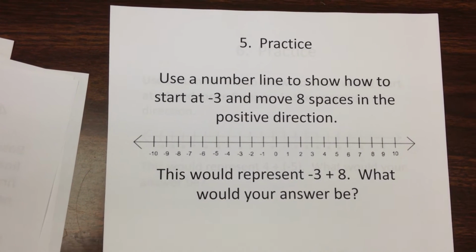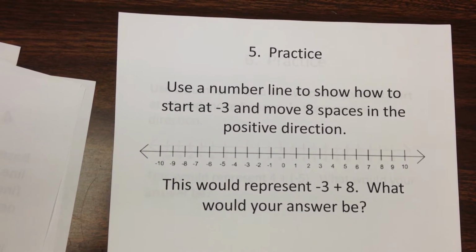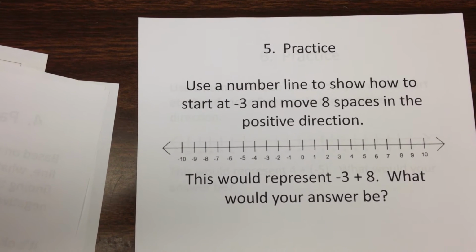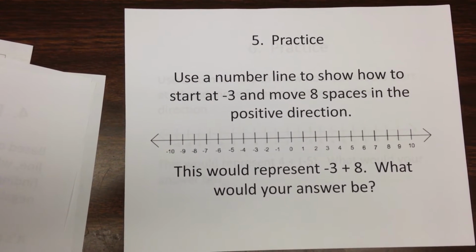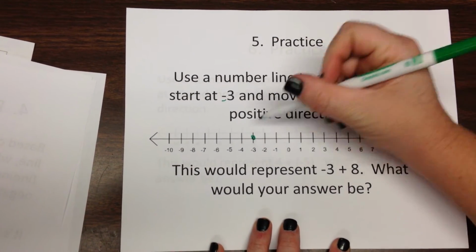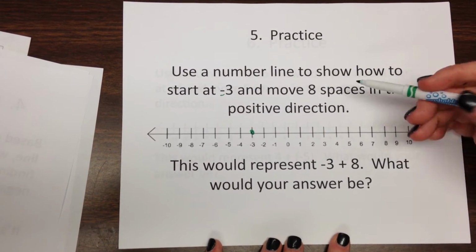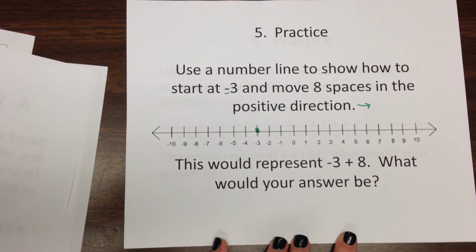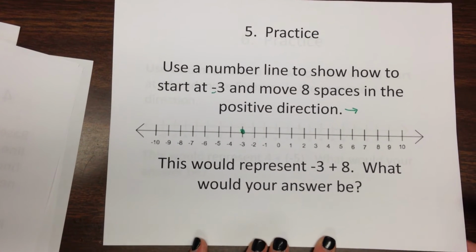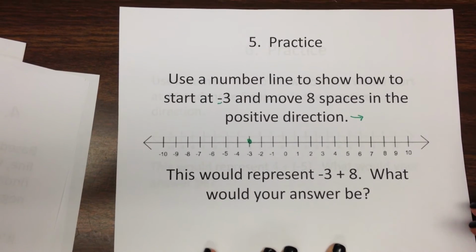Okay, now it's time for practice. You may want to go ahead and pause and draw out 3 number lines. Okay, now I'm going to walk through the first one a little bit because it's different directions than what you had a minute ago. Okay, so you're going to use a number line to show how that you start at -3. I'm going to put a -3, and you're going to move 8 spaces in the positive direction. You're going to start counting spaces in the positive direction is this way. This represents -3 plus 8. So what do you think your answer would be? Show your work. This is number 5, your first practice problem.